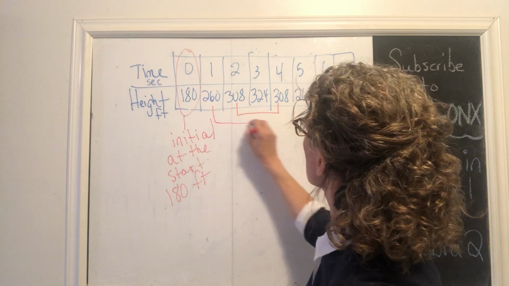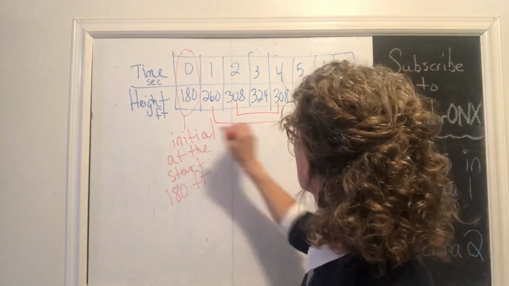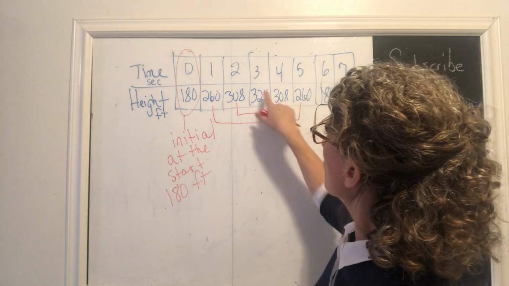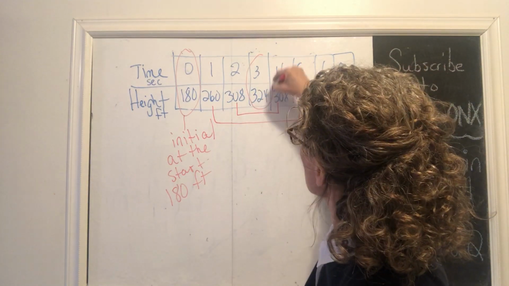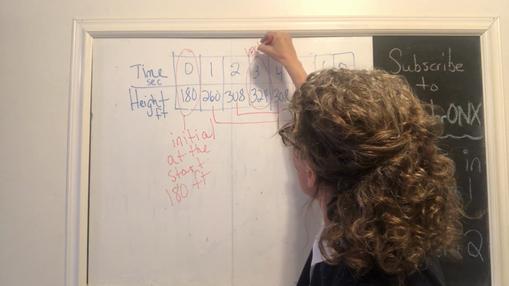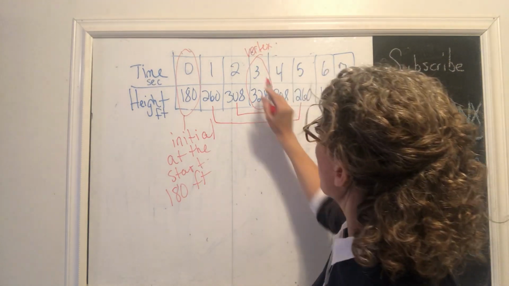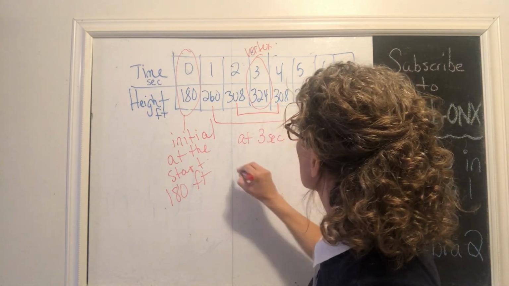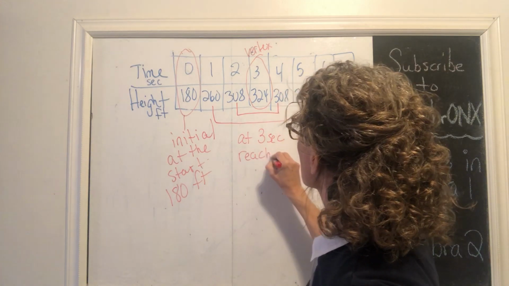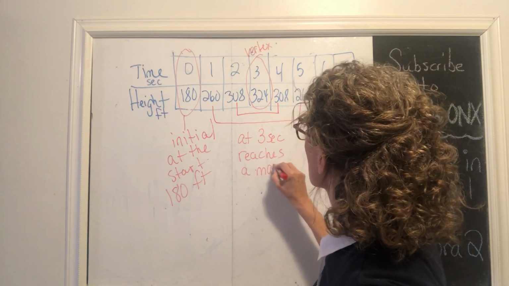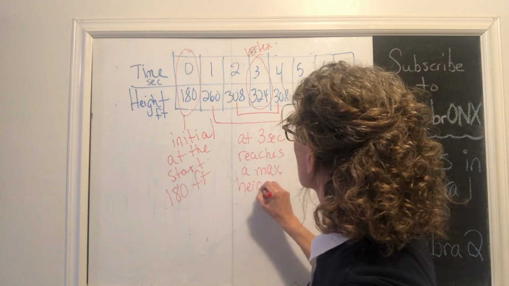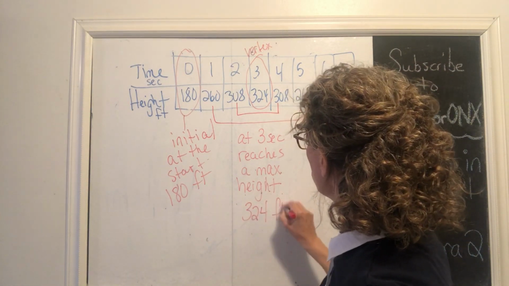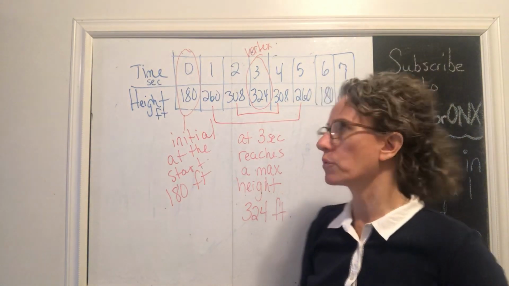So I usually like to look at where the symmetry exists. The symmetry is on either side of this value. So this value, therefore, is my vertex. This is the height. After 3 seconds, so at 3 seconds, it reaches a max height. And the max height it reaches is 324 feet. Okay, so that's important information.